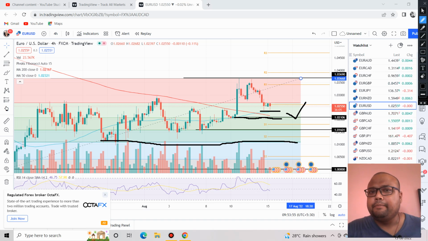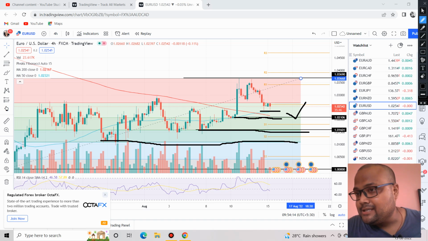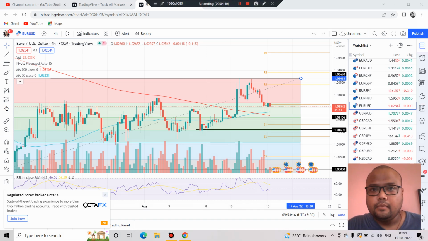In case the market breaks it, I will still not go for a sell position. I will wait for the market to approach the second support of 1.0160, and then we have 1.0100. So these are the three important support levels on the chart of Euro USD that we can consider as reliable support in the market.